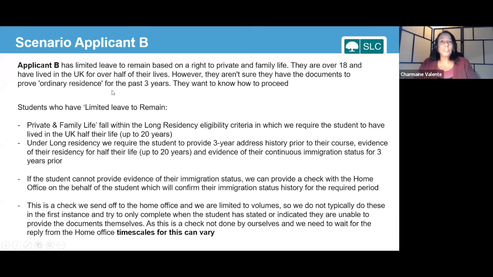Things like if you got free school meals, all of these sort of things, that's all evidence. It's not one piece of evidence that we'll be looking at, and we would then look at that, and then we would give you full funding based on the fact of long residency. Next slide, please.